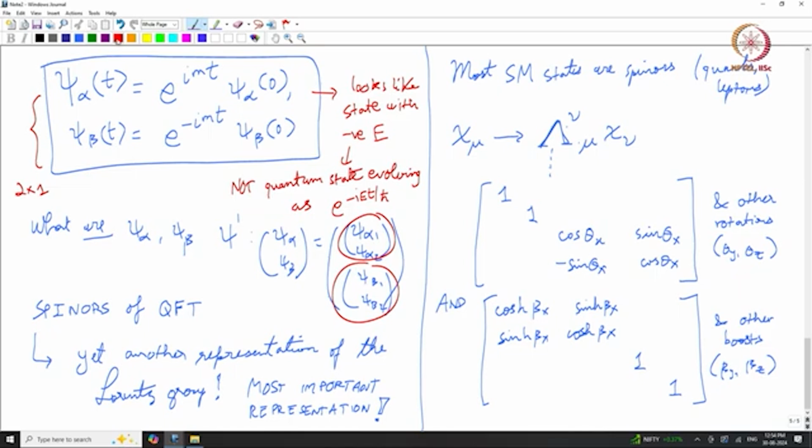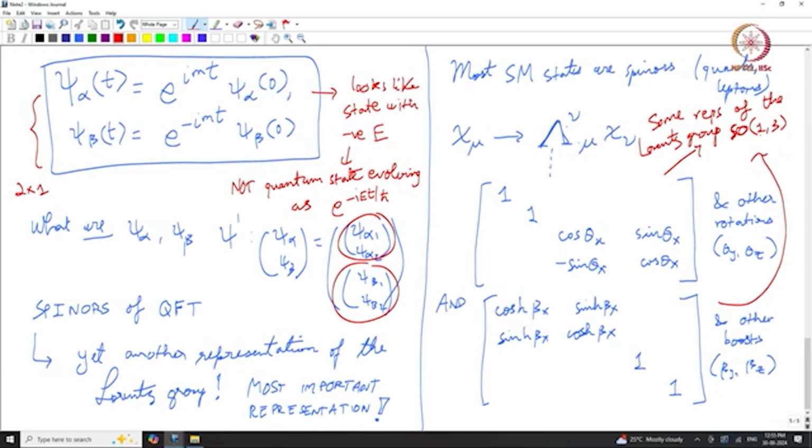So, what are these now? These are this and this, these are all nothing but some representations of the Lorentz group. What is the Lorentz group? It is SO(1,3), right? To denote Minkowski space, you do not write SO(4), you put SO(1,3), time and 3 spatial components. Agreed? Okay.